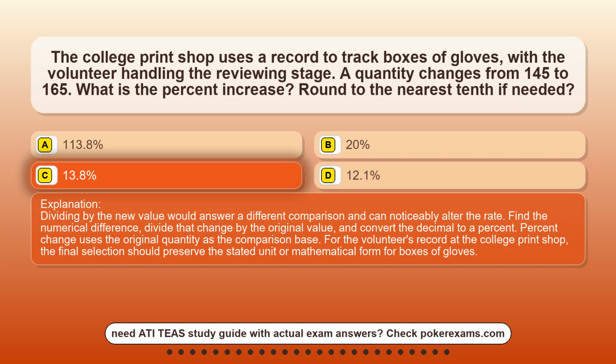Dividing by the new value would answer a different comparison and can noticeably alter the rate. Find the numerical difference, divide that change by the original value, and convert the decimal to a percent. Percent change uses the original quantity as the comparison base. For the volunteer's record at the college print shop, the final selection should preserve the stated unit or mathematical form for boxes of gloves.